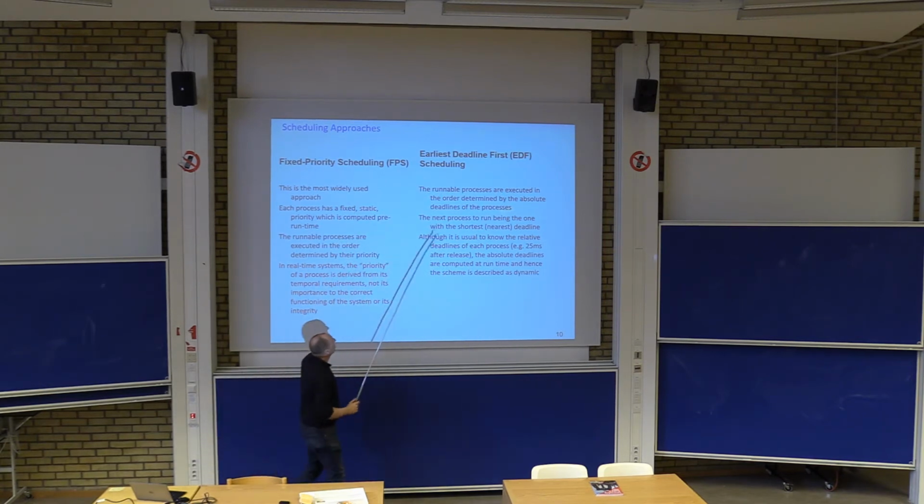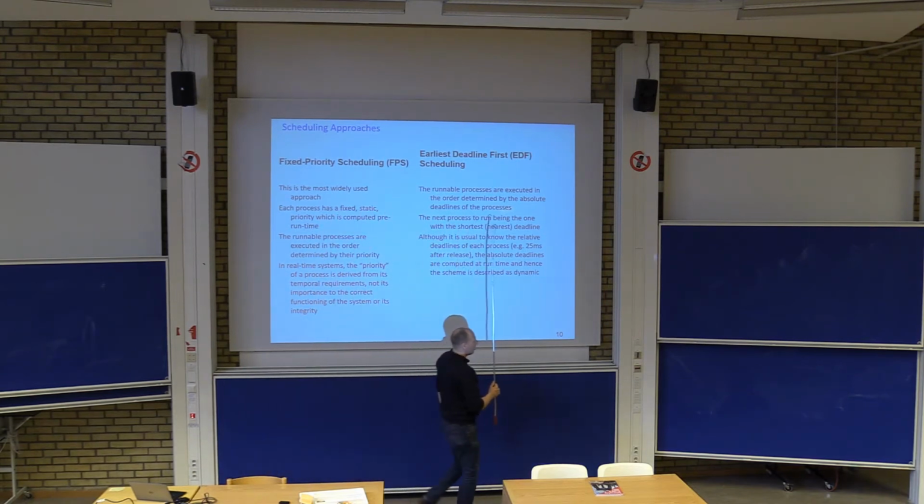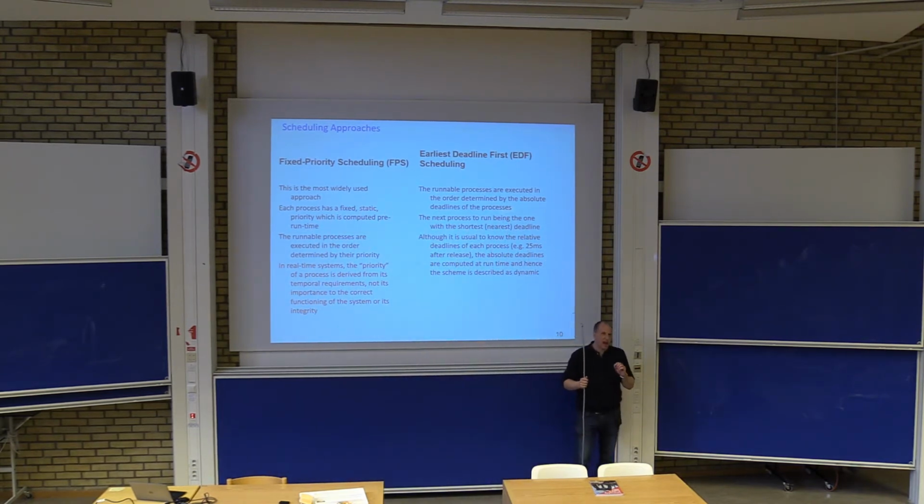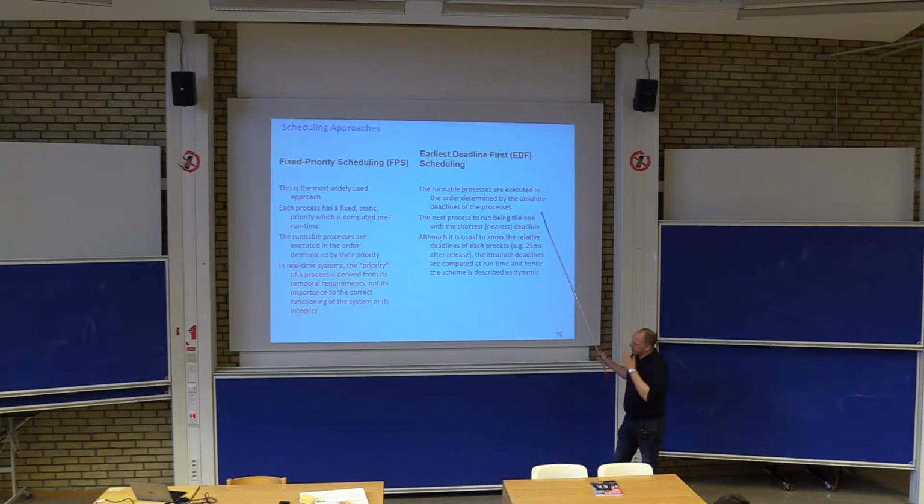But we will also look into something called the earliest deadline first scheduling. And this is, in some sense, a little bit more natural, because you will not assign priorities to the tasks. Instead, you will assign a deadline: when do we have to be done with the task in every period? And then, basically, the strategy in the earliest deadline first scheduling is to always select the task with the closest deadline for execution.